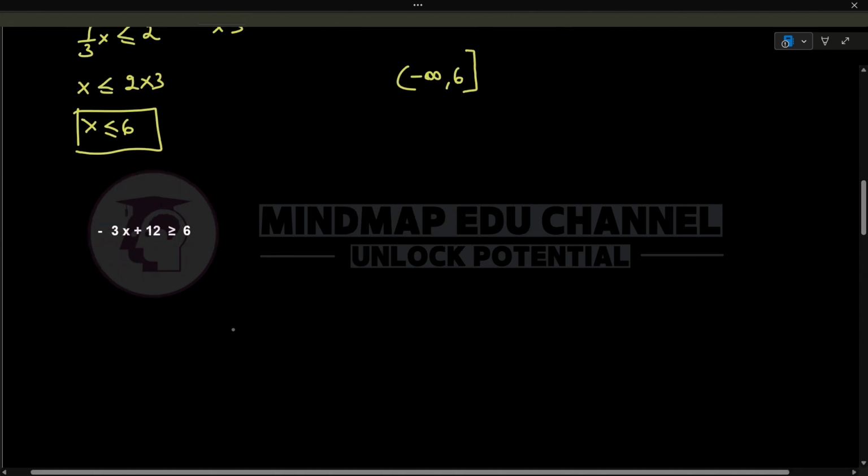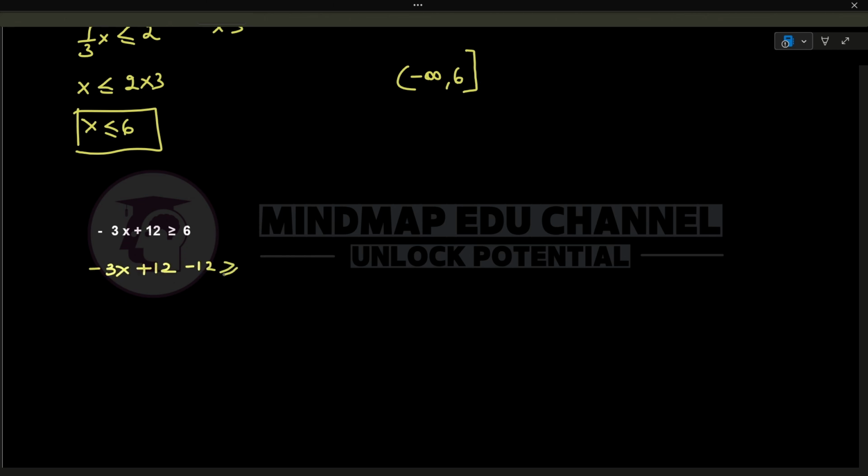It's minus 3x plus 12 greater than or equal to 6. This is a different sum, so focus on it. Subtract 12 from both sides of the inequality. So, here we will get minus 3x greater than or equal to minus 6. Now, divide the inequality by minus 3. So, we will get here x less than or equal to 2.